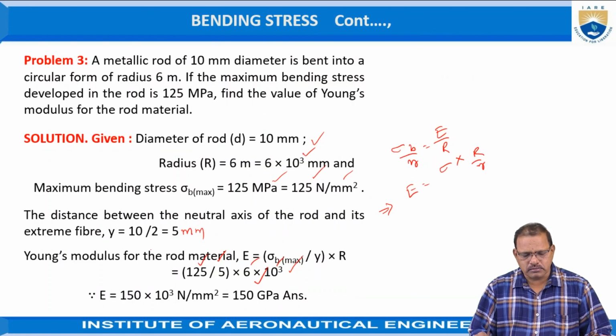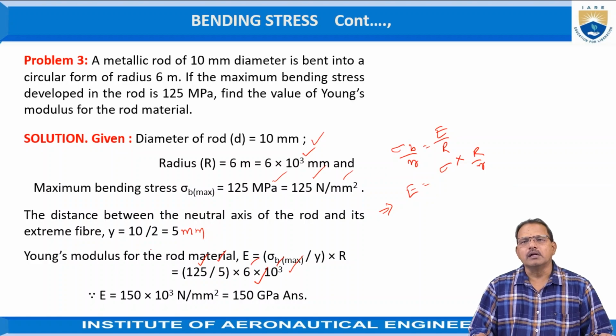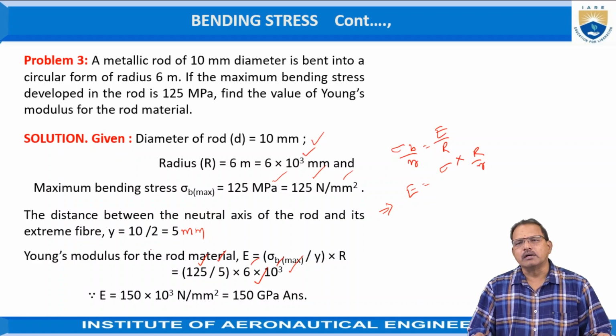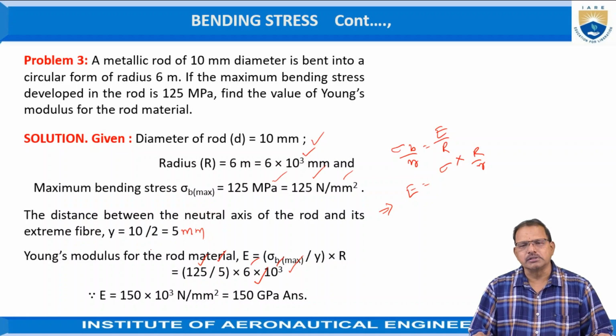This is nothing but a brief introduction: what is the theory of simple bending and the assumptions made, and the relationship between the bending stress, radius of curvature and the Young's modulus. So we discussed just 3 examples based on these relations.